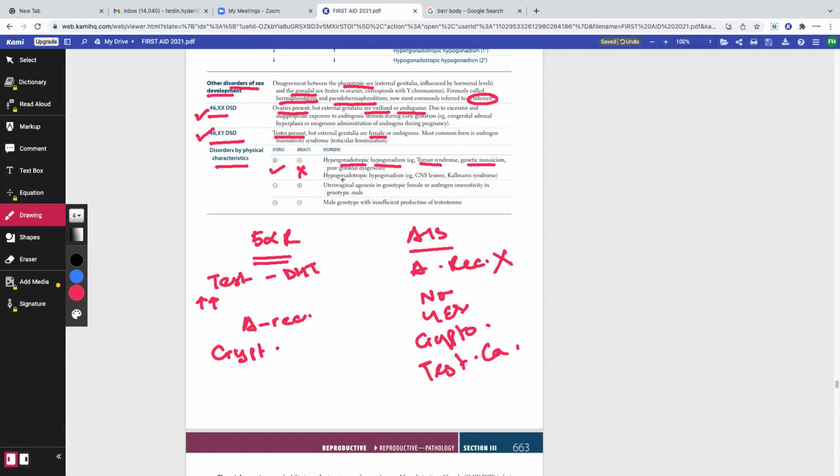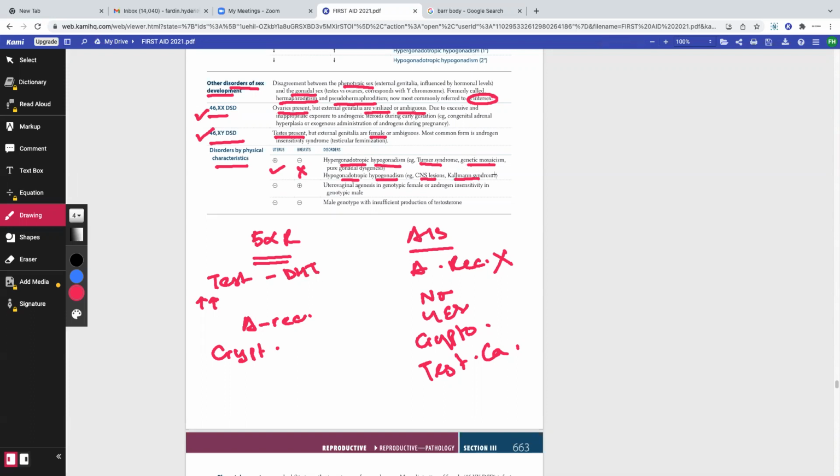What is hypogonadotropic hypogonadism? If I say hypogonadotropic, is there something wrong with the ovaries, or is there something wrong with the GnRH production by the hypothalamus? Last answer, please. GnRH production by the hypothalamus, right? So these patients can have CNS lesions, for example, tumors that are pressing on the hypothalamus, or any other lesion, or they can have a disease called Kallmann syndrome.